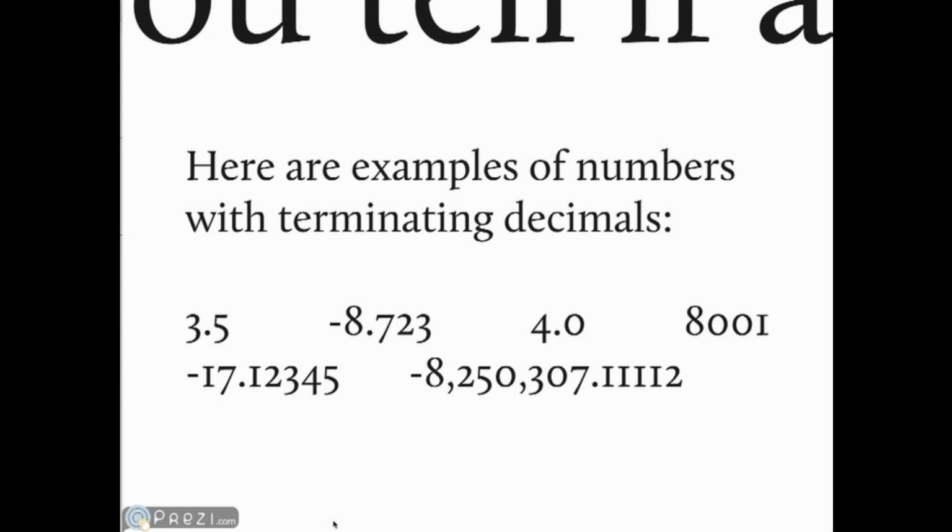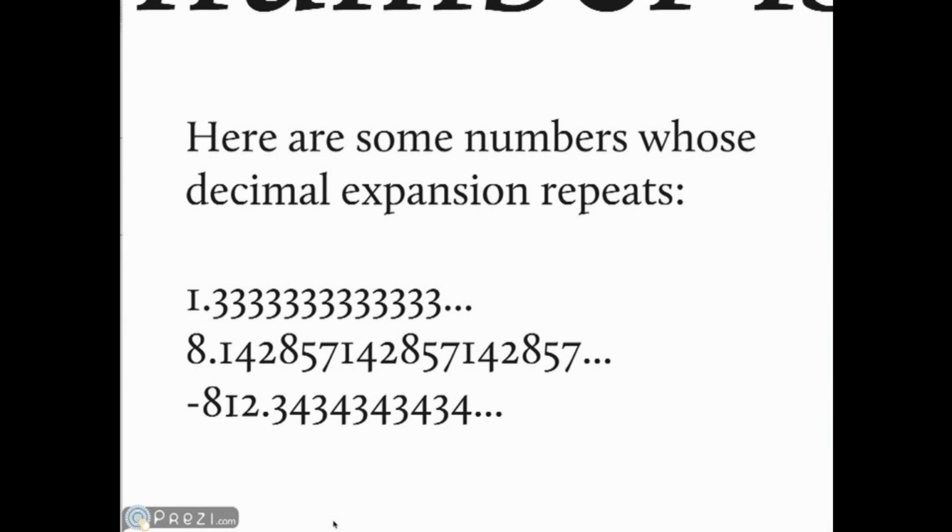Now, here are some examples of numbers with terminating decimals: 3.5, negative 8.723, 4.0, 8001, negative 17.12345, negative 8,250,307.11112. All of these numbers are expressed as decimals, and the decimal representation ends where you see it. There are no digits beyond what you see. So those are rational numbers.